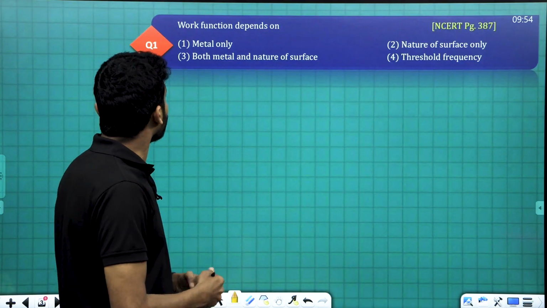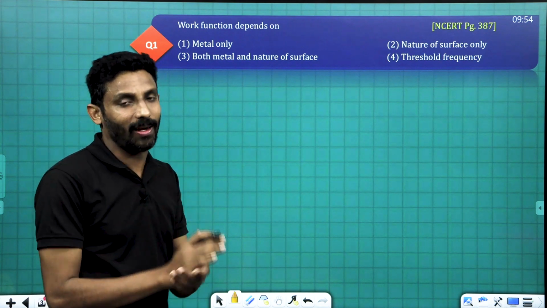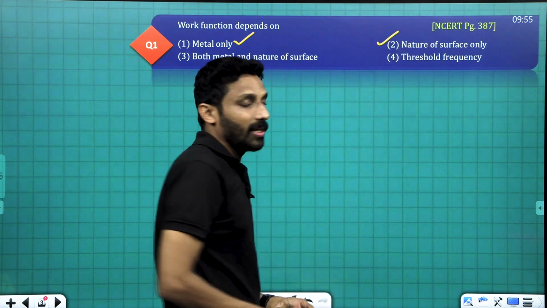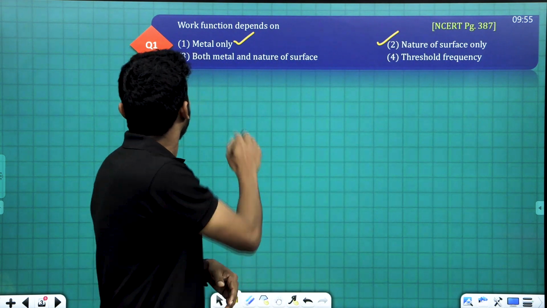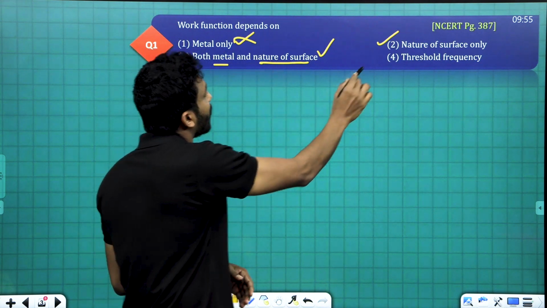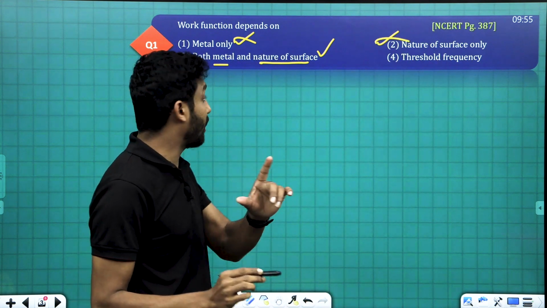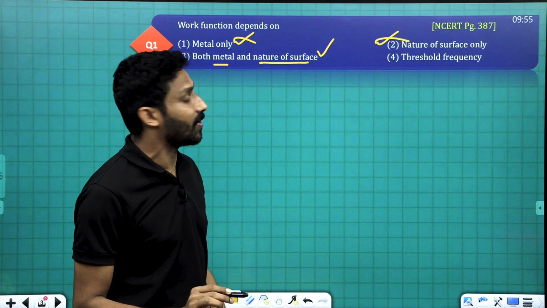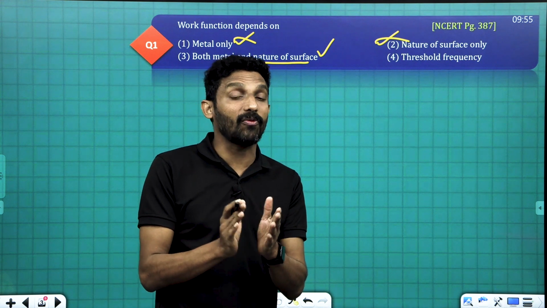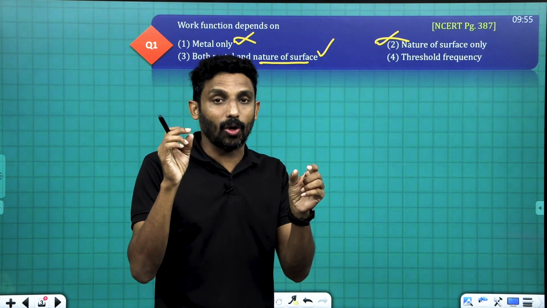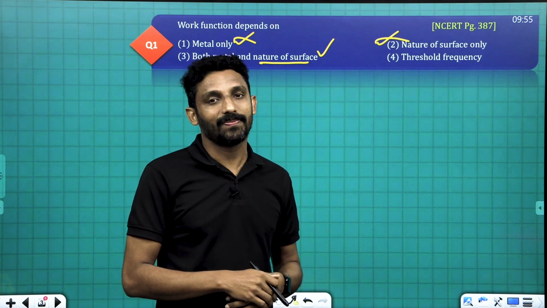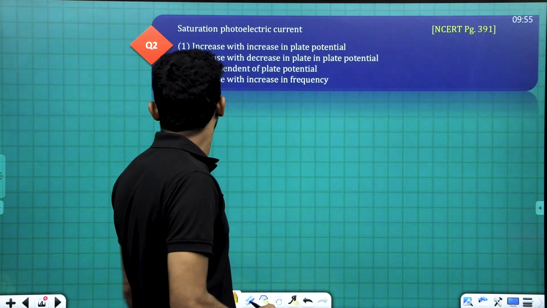First one, work function depends on. Work function of a metal depends on the nature of the metal, or nature of surface only, or both metal and nature of surface. This is the answer. Metal only is incorrect, nature of surface only is incorrect. So both metal and nature of surface. What is work function? It is the minimum photon energy required for the ejection of electrons from the metallic surface. Clear? Yes. The next one.